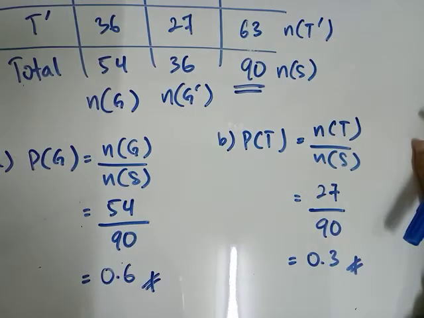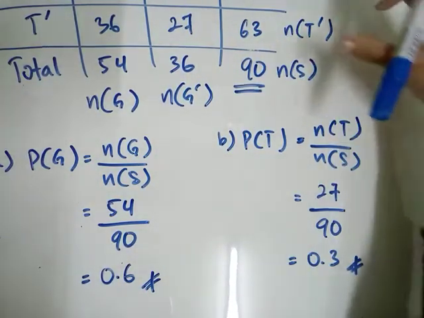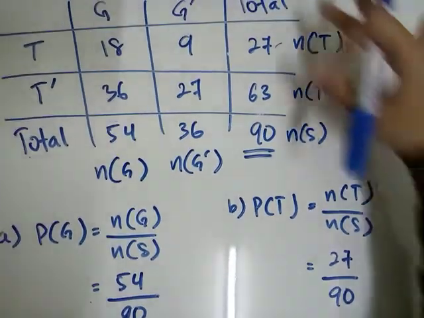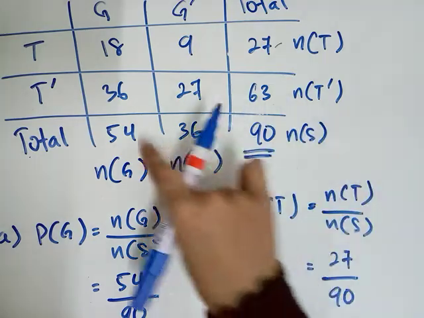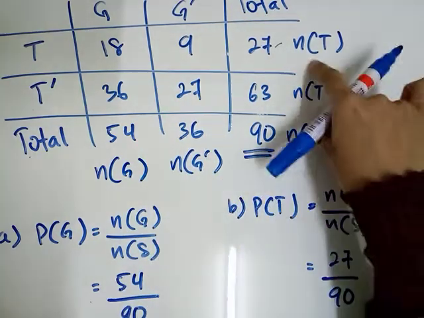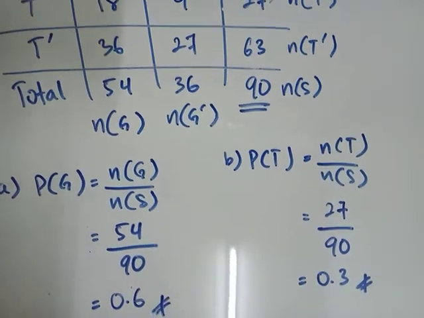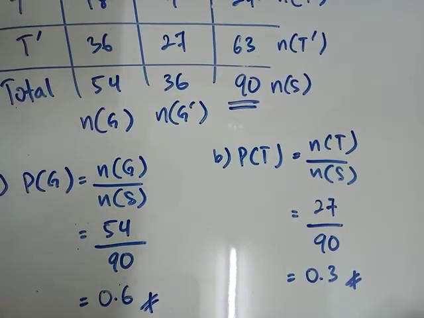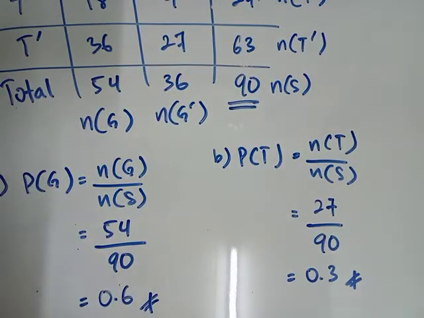Okay, this is how to calculate bila soalan bagi dalam bentuk table. Awak kena cari total up dulu, cari NS dia dulu. Ini barulah awak akan dapat NG, NG prime, NT, NT prime. Then baru boleh proceed untuk cari probability dia. Alright, you faham dah? Alright, for additive rule, next page, next video.